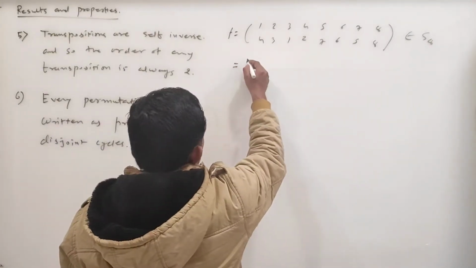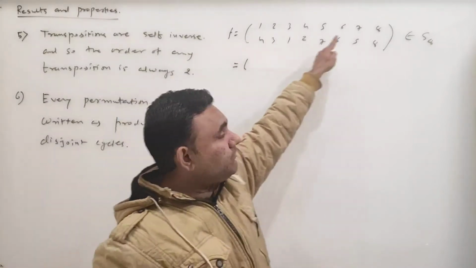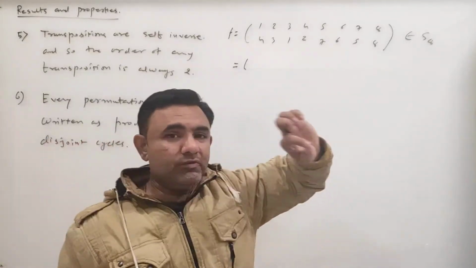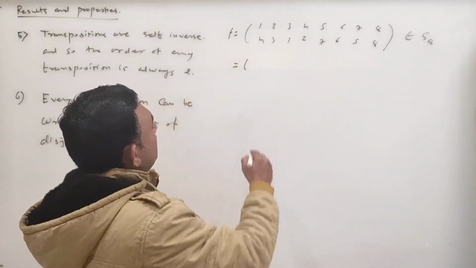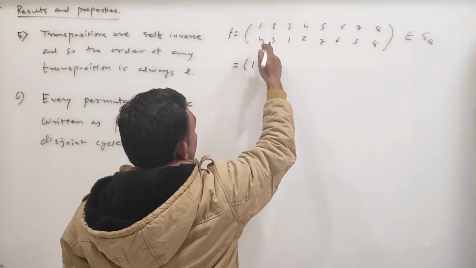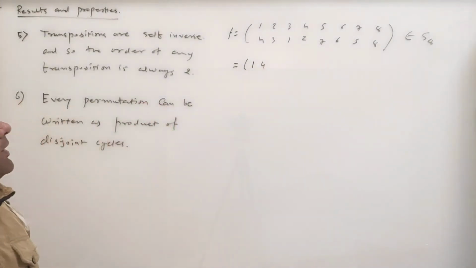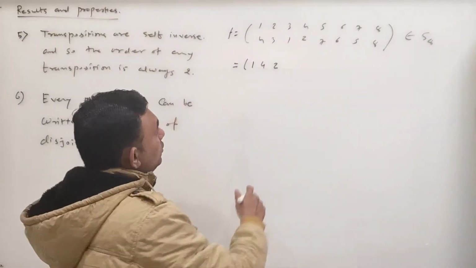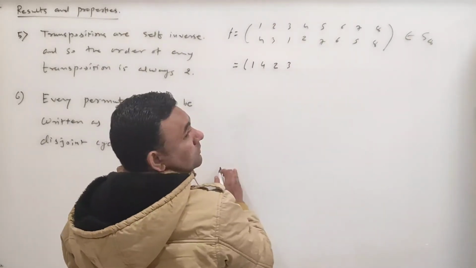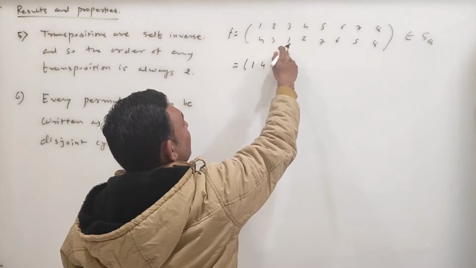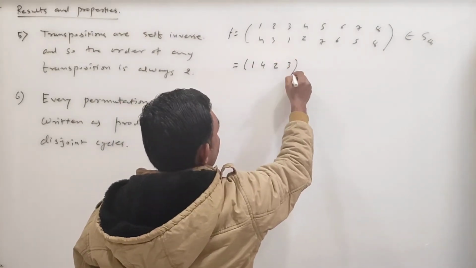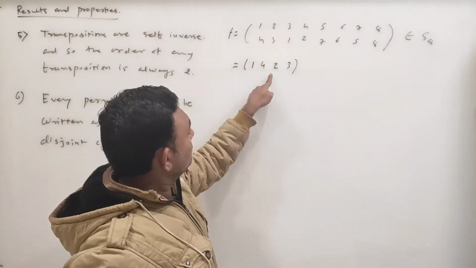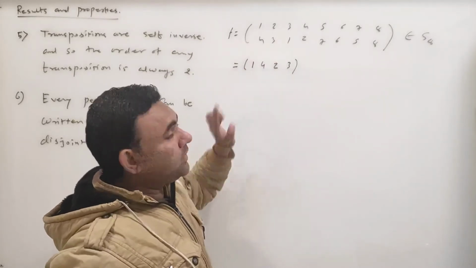So you start with any object out of 1 to 8. But for simplicity, it is advisable you always start with 1, right? So 1, and 1 goes to 4, so you write down 4 here. Now 4 goes to 2, 2 goes to 3, and 3 goes to 1. So we arrived at the starting object, so we will not write it, but we stop here. So 1 goes to 4, 4 goes to 2, 2 goes to 3, and 3 goes to 1.